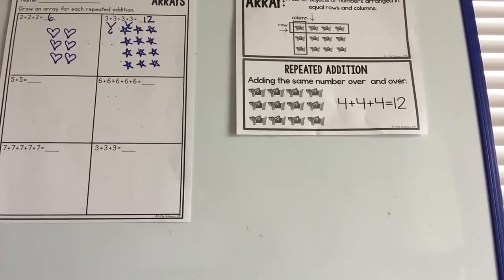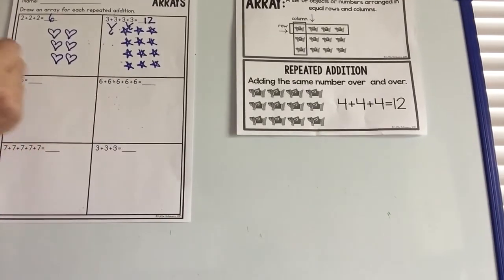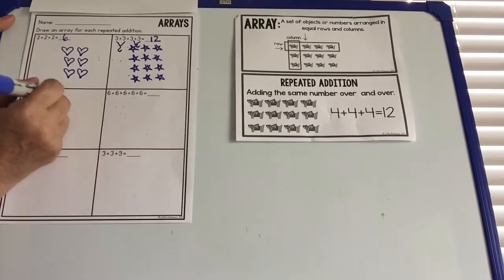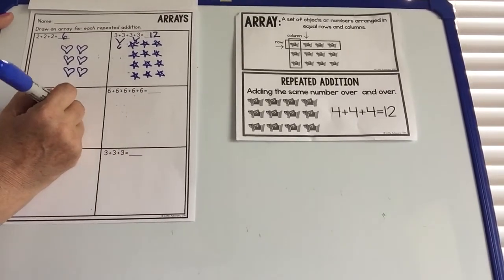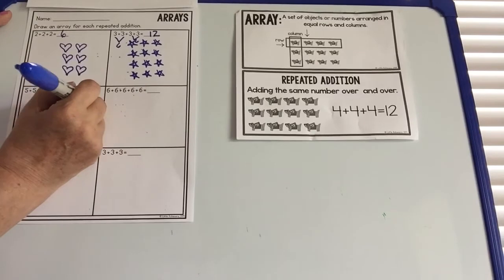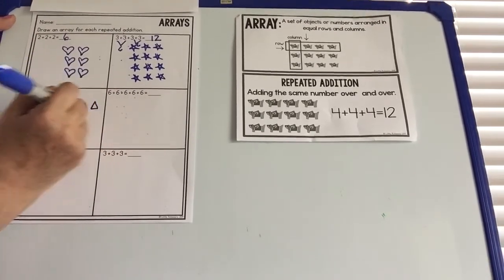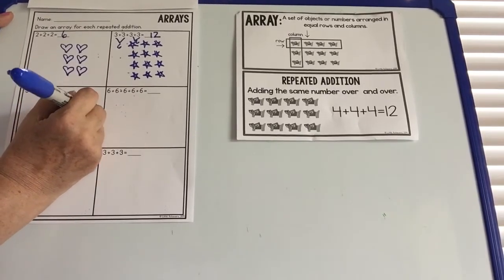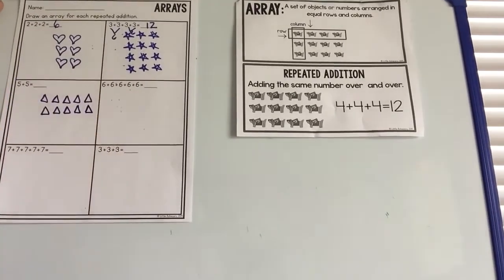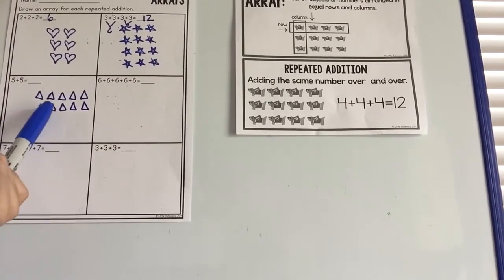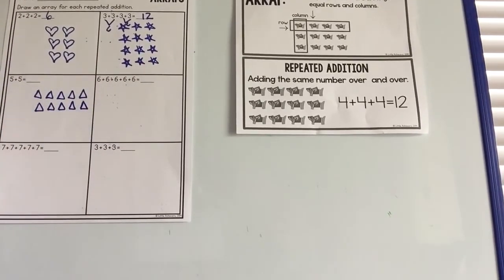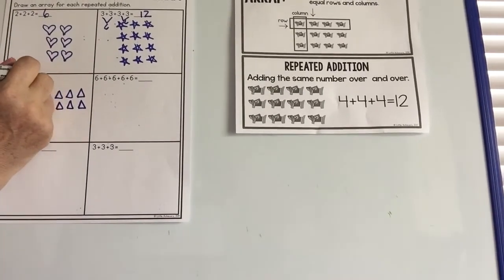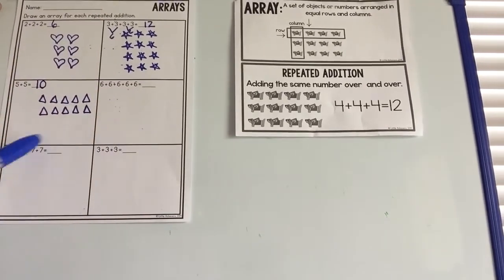Let's try one more. How about if we do 5 plus 5? All right. I'm going to do triangles because we learned about that last week. How many rows am I putting? That's right, I'm going to put 2 rows. 5 in each row. So 5 columns, 2 rows. 5 plus 5 is 10. That was easy. And we can go on, boys and girls.